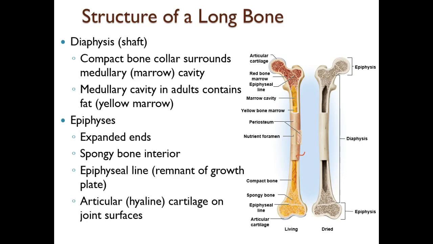All right. A couple more things here. So, compact bone. So, there's spongy bone and compact bone. Most of the bone is going to be compact. Even wherever you have spongy bone, there's always going to be compact bone around it. Okay? So, most of the long bone is made up of compact bone.